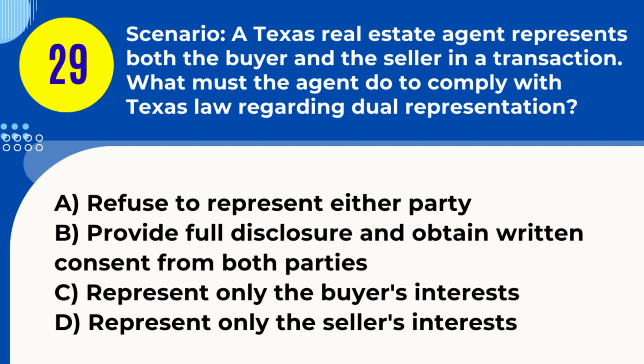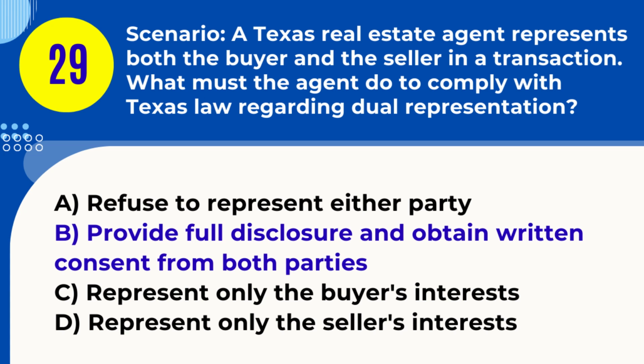Question 29. Scenario: A Texas real estate agent represents both the buyer and the seller in a transaction. What must the agent do to comply with Texas law regarding dual representation? A. Refuse to represent either party. B. Provide full disclosure and obtain written consent from both parties. C. Represent only the buyer's interests. D. Represent only the seller's interests.